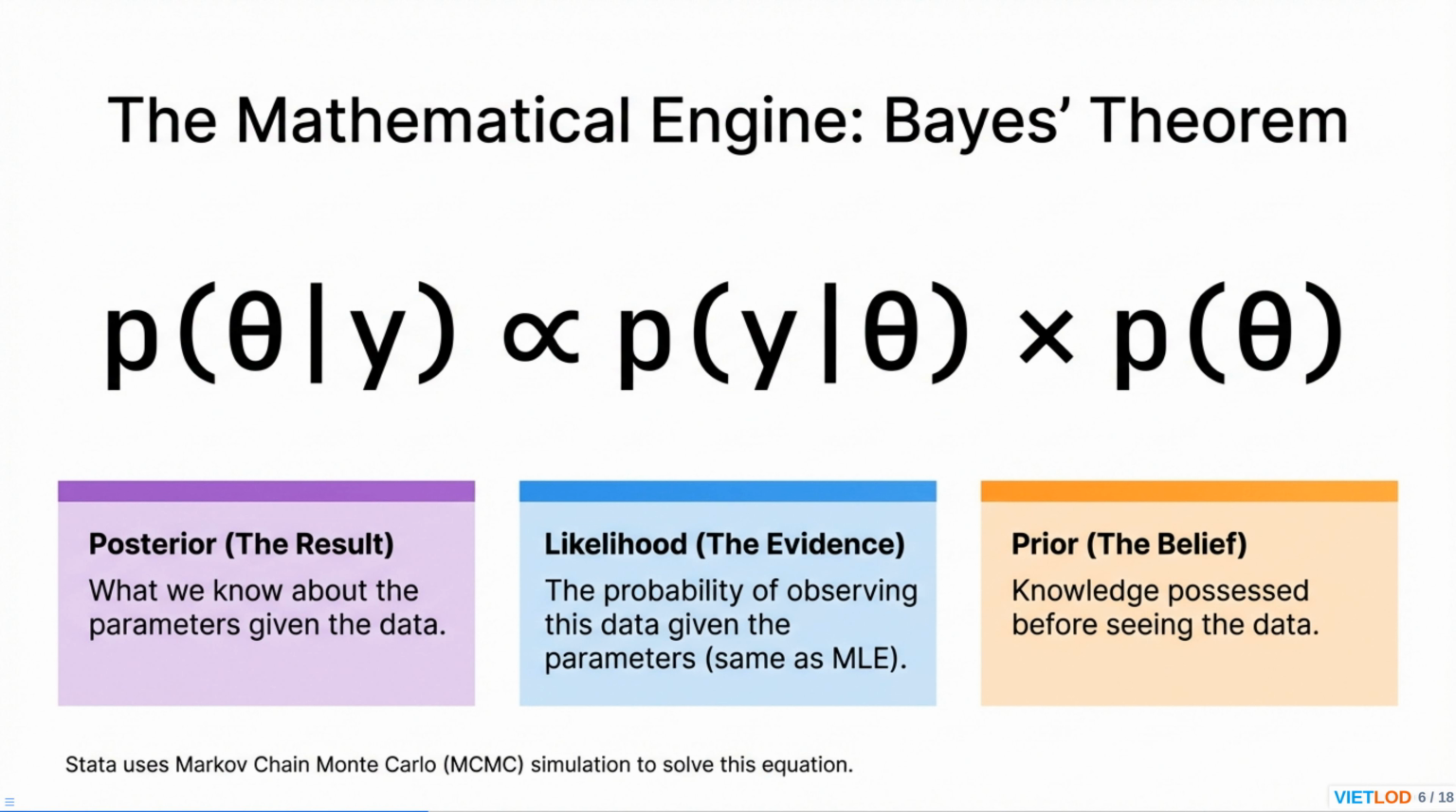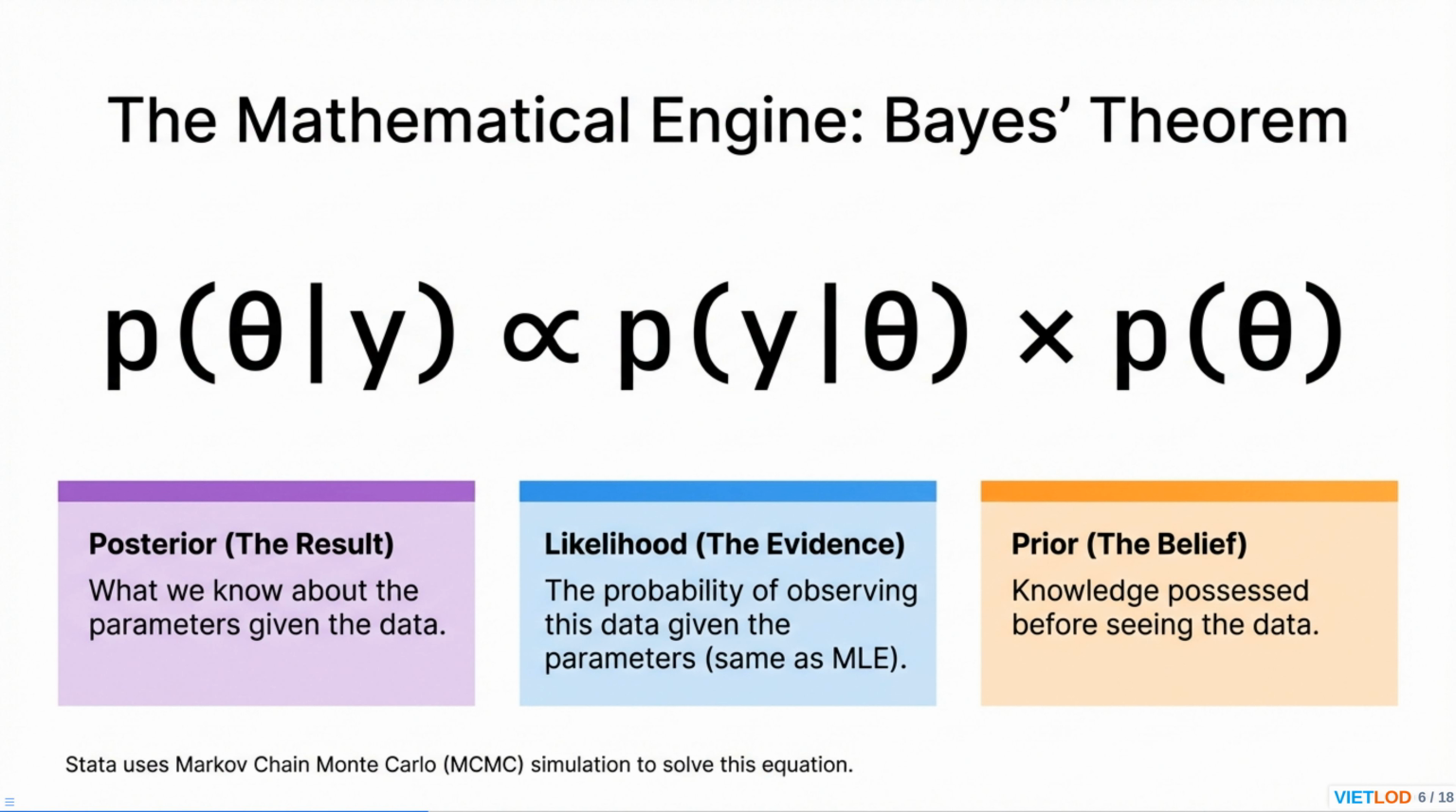The likelihood, p of y given theta, is the evidence gleaned from our data. It's the probability of observing our data given a specific value of the parameter, and it's essentially the same likelihood function used in traditional maximum likelihood estimation. Finally, the prior, p of theta, encapsulates our initial belief about the parameter theta before we even look at the data. This is where we formally integrate existing knowledge from economic theory or previous research into our analysis.